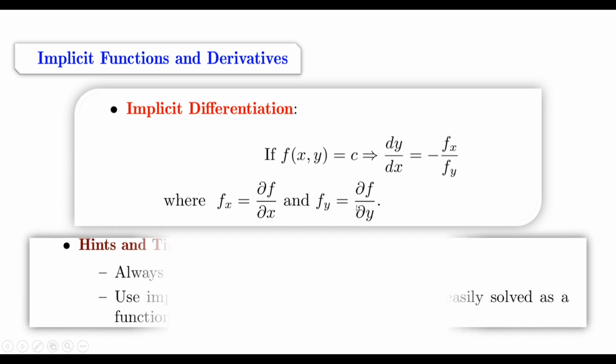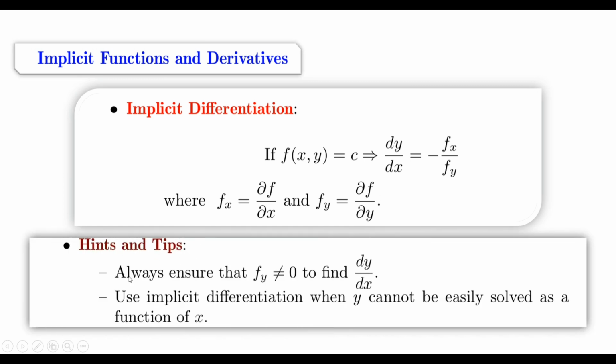Hints and tips. The student should always ensure that dou f by dou y is a non-zero value to estimate dy by dx. That is one of the very important tips regarding implicit differentiation. The student always uses implicit differentiation if y cannot be easily solved as a function of variable x. That is the second tip.